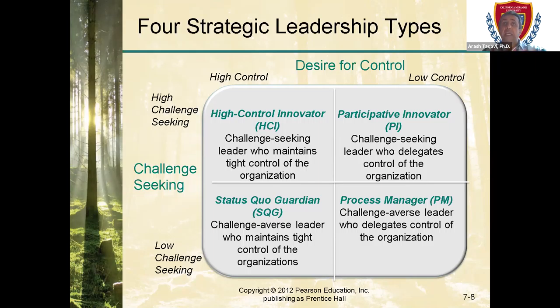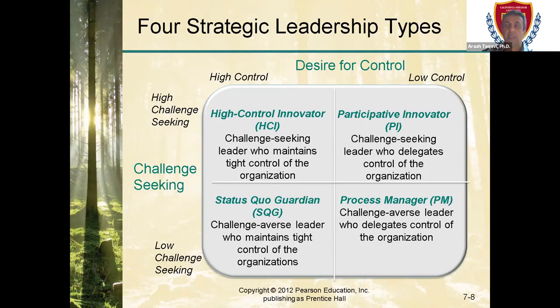But if you have a high degree of challenge seeking, but need for control is not so high, you are a participative innovator. So when you have a high degree of challenge seeking, you are an innovator, a high control innovator or a participative innovator. It is related to the degree of need for control.